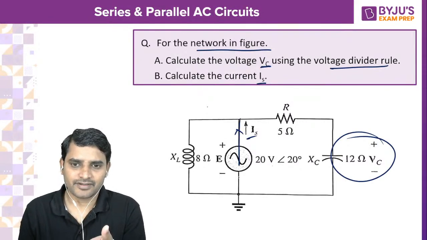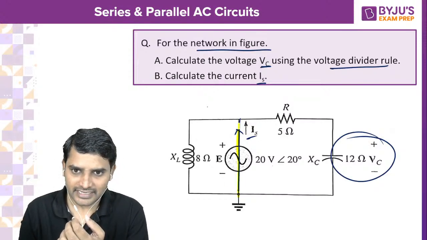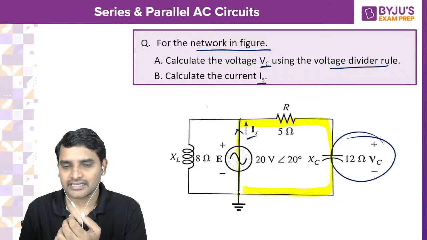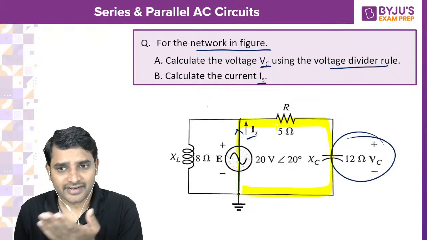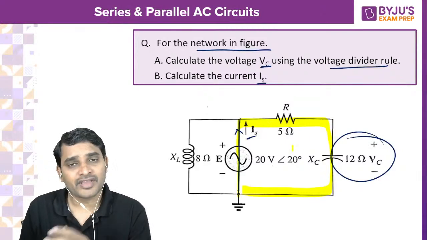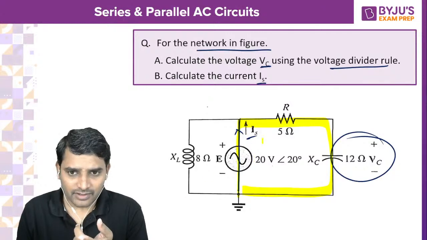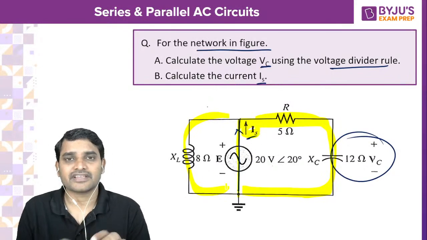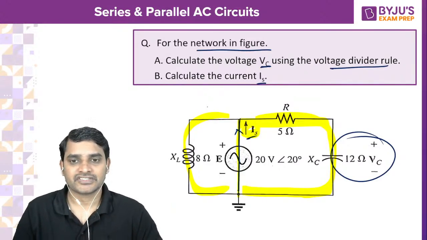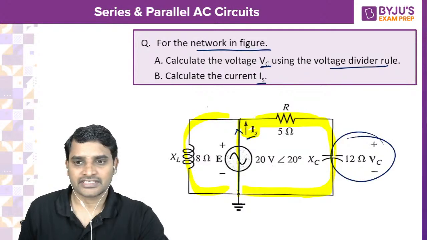Yes, this supply voltage is directly connected across this R and C. So use the voltage division rule: supply voltage into this capacitive reactance divided by the total ohmic value R minus jXC. That's it. And if you want to find the supply current, the current flowing through this branch plus the current flowing through this branch gives you the total current. Let's move on. Let's calculate first the voltage division rule.